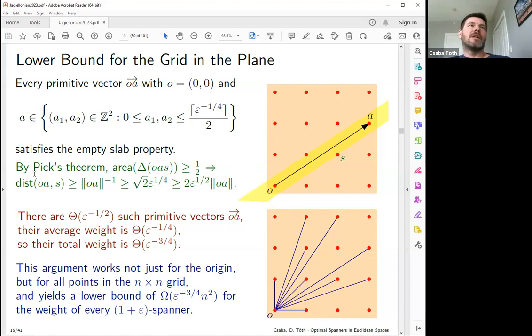And then it's an easy calculation that these primitive vectors satisfy the empty slab property, which is some volume argument. And then it's also easy to sum up their weight, and this is the weight I get. So these are primitive vectors from the origin. That means that the origin must be connected to all of these points in a spanner, and then if I translate this star to all other grid points, I get this overall lower bound. So it's an easy bound.